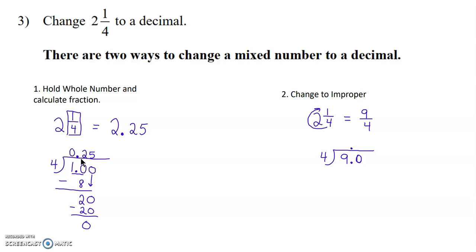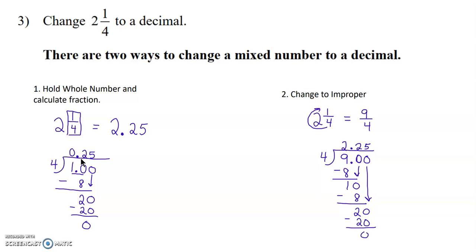4 goes into 9 twice. 2 times 4 is 8. We subtract, and we bring down the 0. 4 goes into 10 twice. 2 times 4 is 8. Subtract, we get a 2 remainder, so we add a 0 and bring it down. 4 goes into 25 5 times. 5 times 4 is 20.